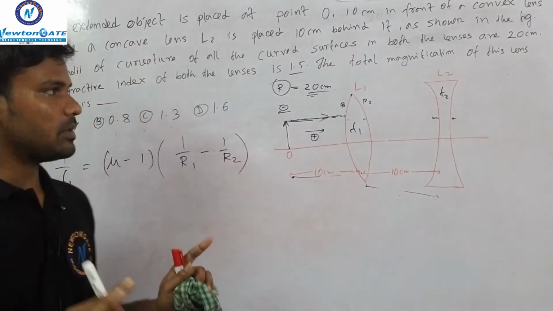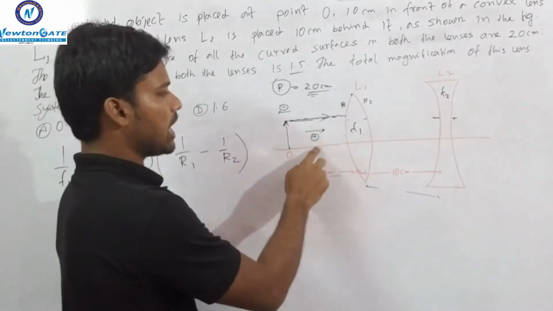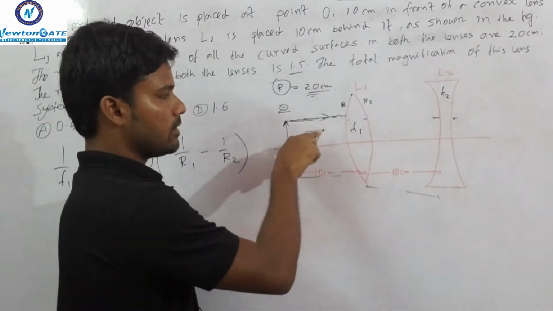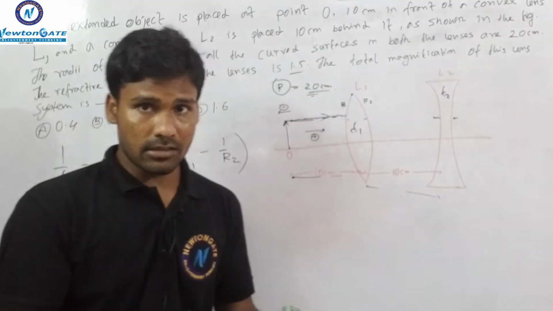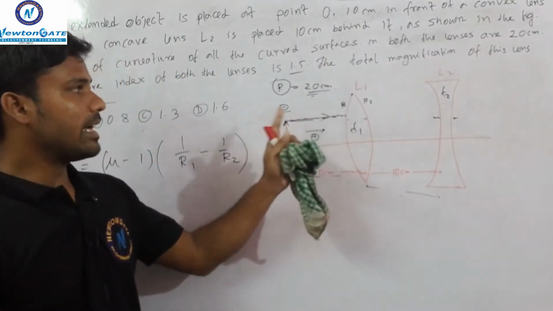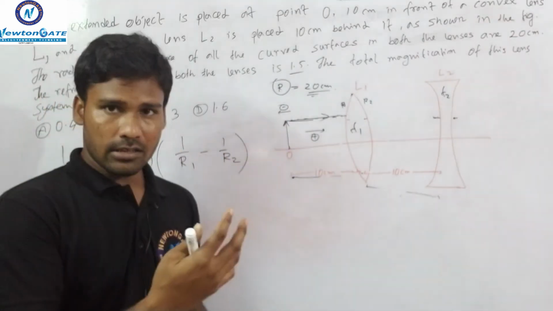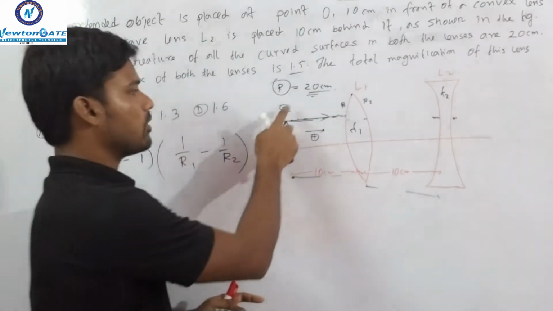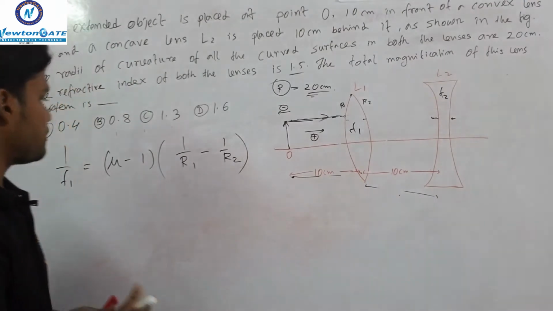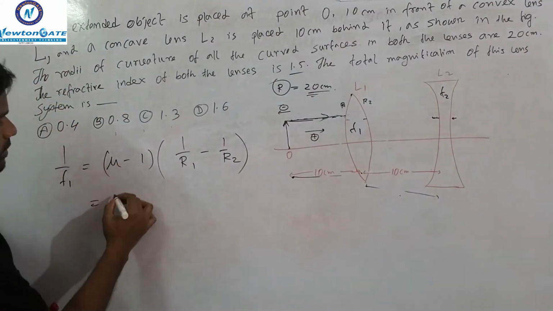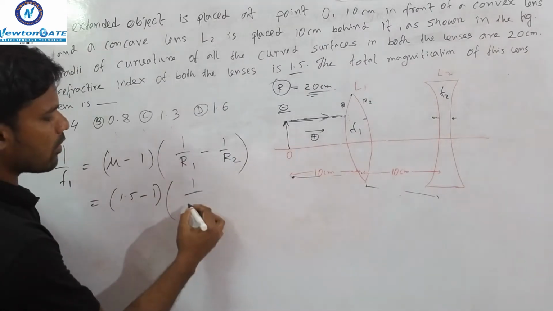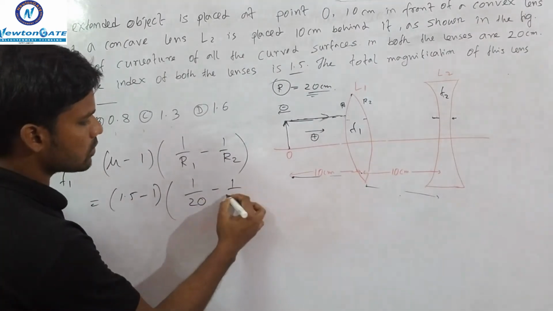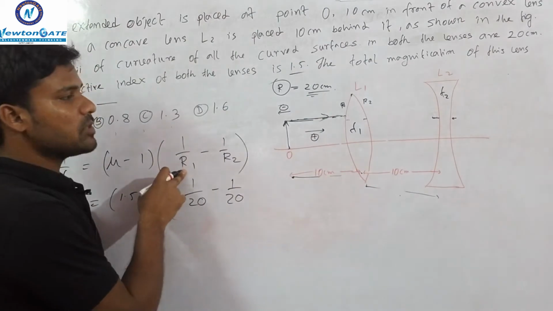So this is our sign convention, that we are taking positive sign in the direction of light. If we measure any length in the direction of light, then you can take positive. If we measure any length in the opposite direction of the light, then you can take negative. So first just put over here the mu value, which is 1.5, minus 1, into 1 by R1, which is 20, and R2 is also 20, but with sign. Is R1 positive or negative?